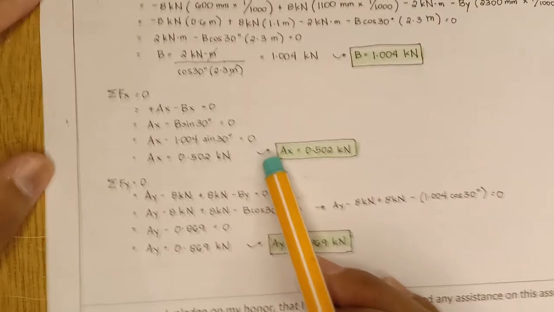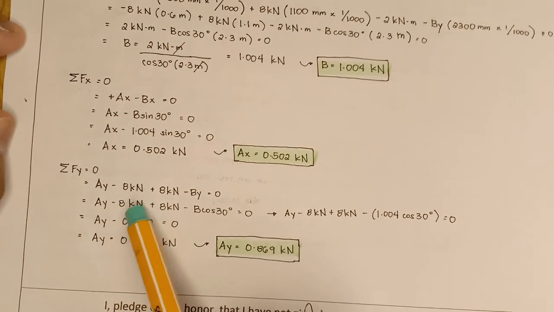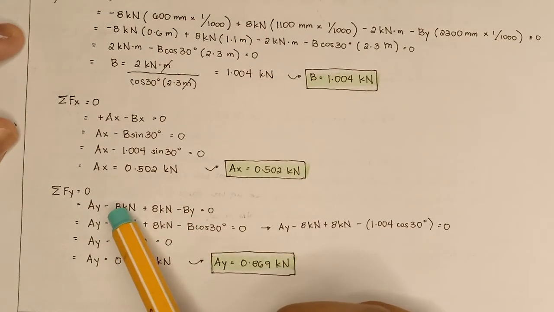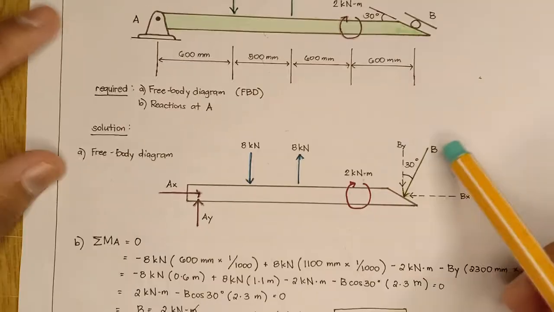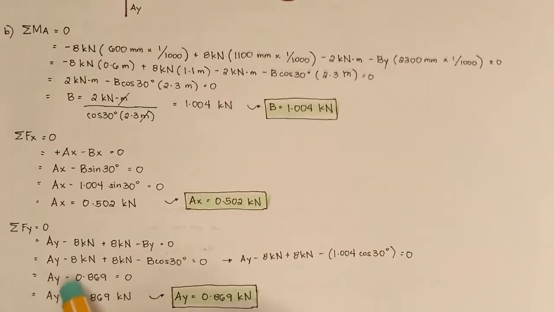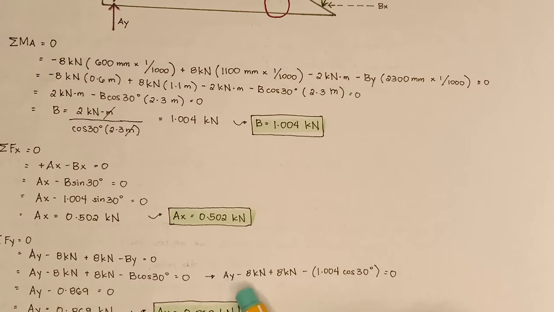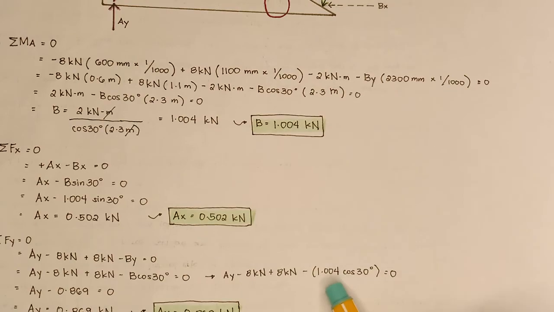So AY minus 8 kilonewtons plus 8 kilonewtons minus BY equals 0. This is negative because it is downward, and this is positive because it is upward. So negative BY because it is also downward. Let's substitute the values. So AY minus 8 kilonewtons plus 8 kilonewtons minus the B value of 1.004 cosine of 30 degrees equals 0.